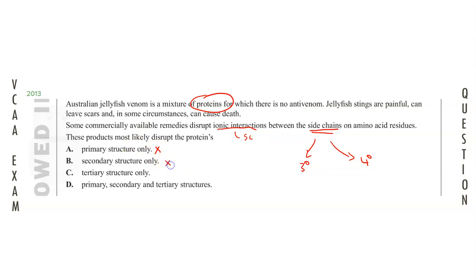Secondary structure is hydrogen bonding, so it cannot be B. D is all three, so it cannot be this. None of our options give quaternary, so it must be tertiary structure only.